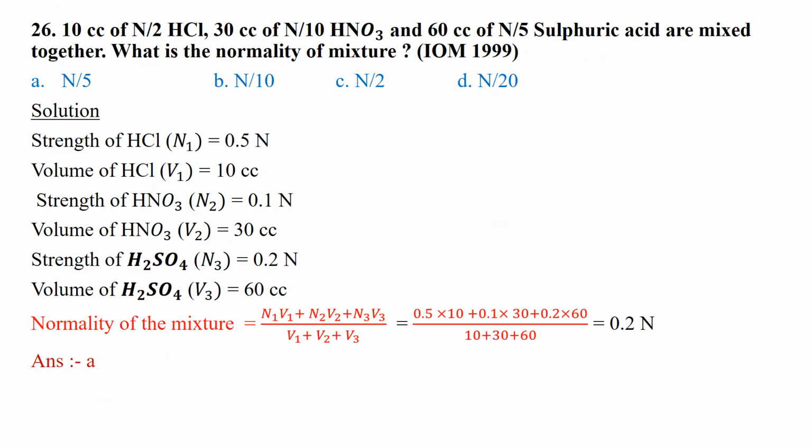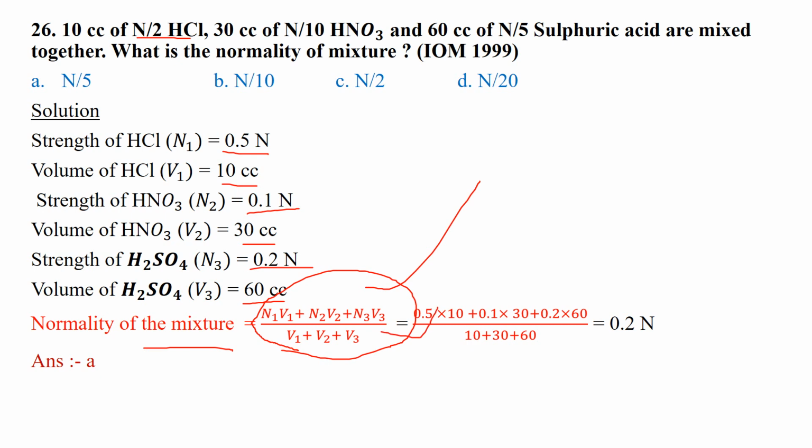This question is based upon the calculation of normality of a mixture. So you just have to use this formula. It is a very simple question. 10 cc of N by 2 HCl, so strength of HCl is 0.5 normal, volume of HCl given is 10 ml. Strength of nitric acid HNO3 given is 0.1 normal, and volume of HNO3 is 30 cc. Then strength of H2SO4 given is 0.2 normal, and volume of H2SO4 is 60 cc. Just use these values in this formula, then the answer will be 0.2 normal. Just remember this formula.